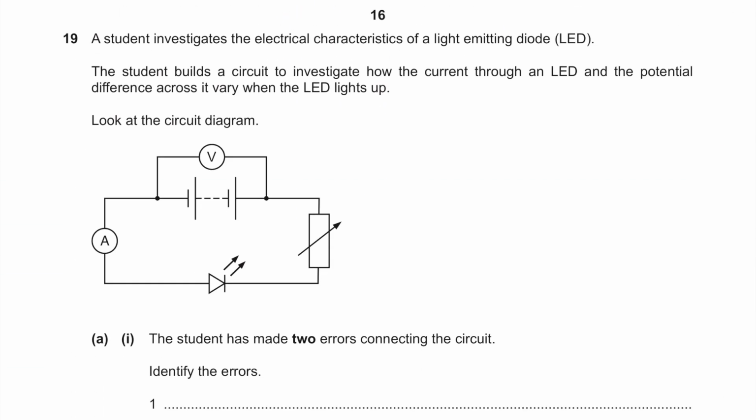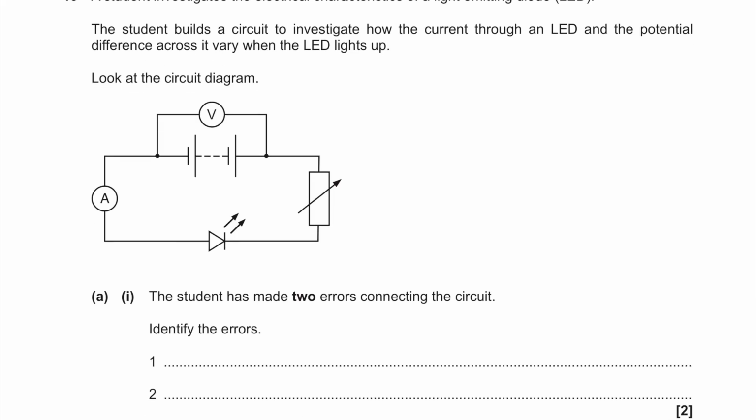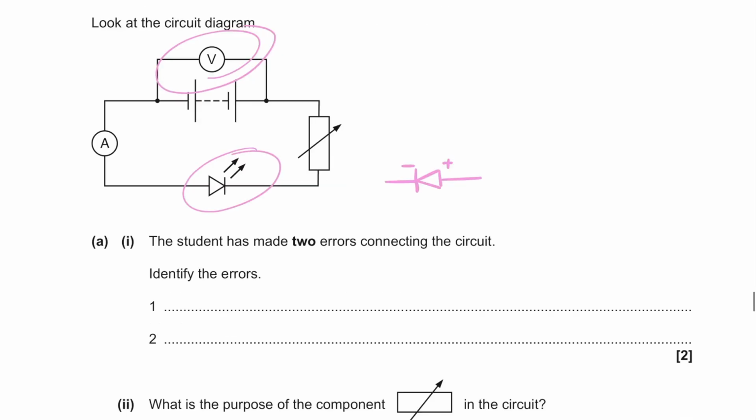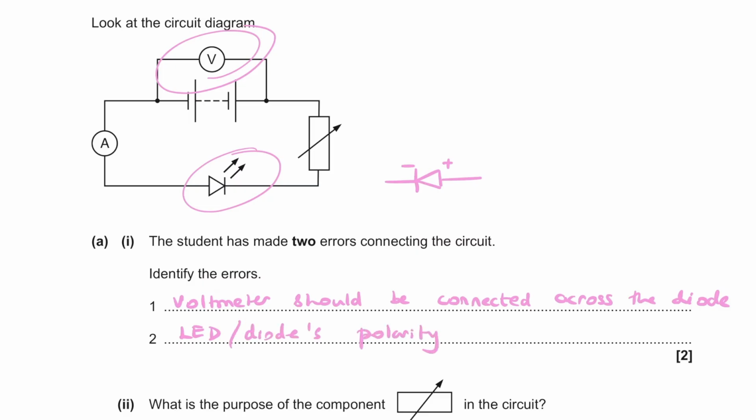A student investigates the electrical characteristics of an LED, and we've been given a circuit, and the student has made two errors connecting the circuit. Identify the two errors. Well, first of all, this voltmeter over here should be connected across the diode. And secondly, the diode over here is incorrectly connected. It should be switched round.